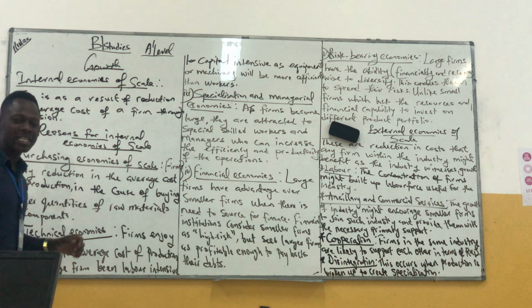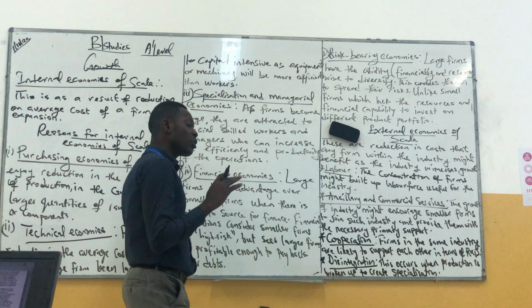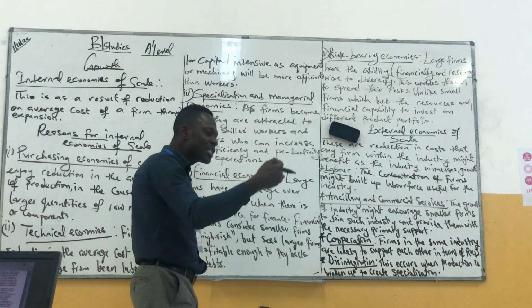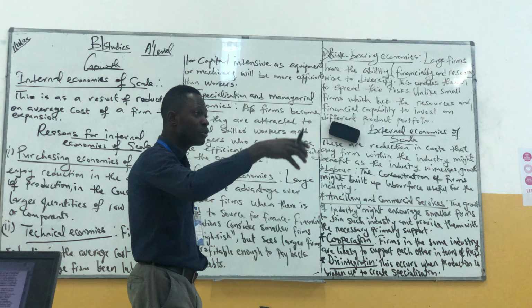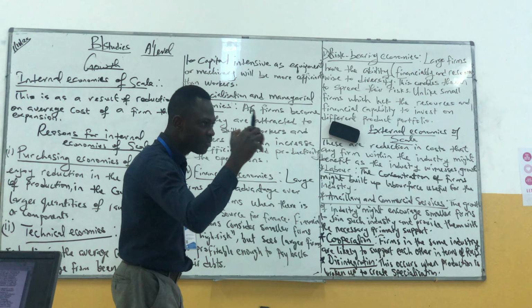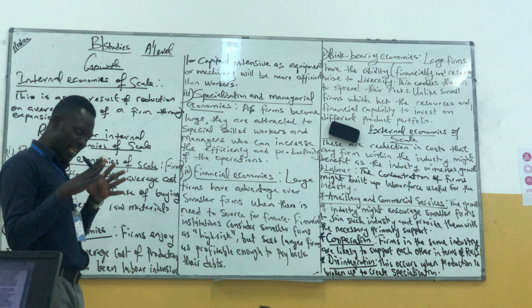So we have reasons for internal economies of scale. For reasons for internal economies of scale, we're talking about the causes of internal economies of scale. What makes a firm enjoy a reduction in the average cost? Number one, purchasing economies of scale. What is purchasing economies of scale?